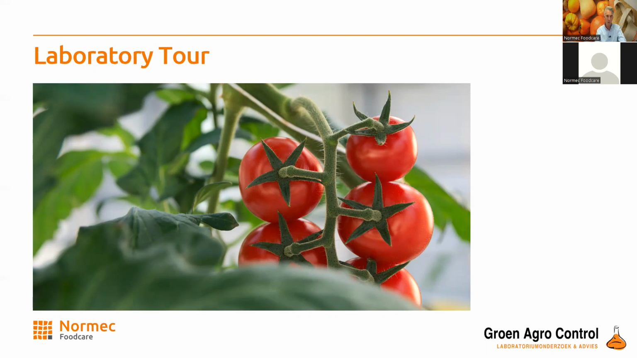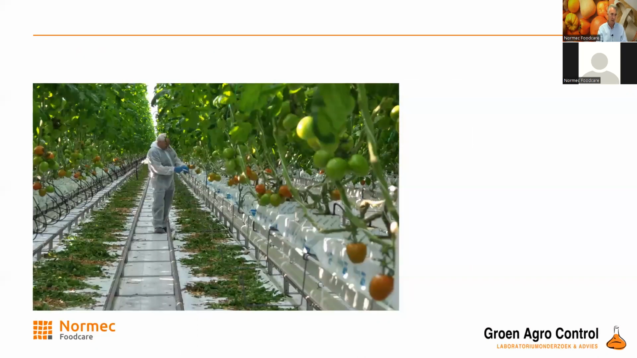In this laboratory tour, you only see the tomatoes, and that is what we need. In Holland, we have a lot of greenhouses with fresh and healthy tomatoes. You see these tomatoes are really ready to pick up, and that's what they do. One of our colleagues will go to the grower and take the samples, or otherwise the grower can take the samples himself, and then they call Groene Control and say, please pick them up.